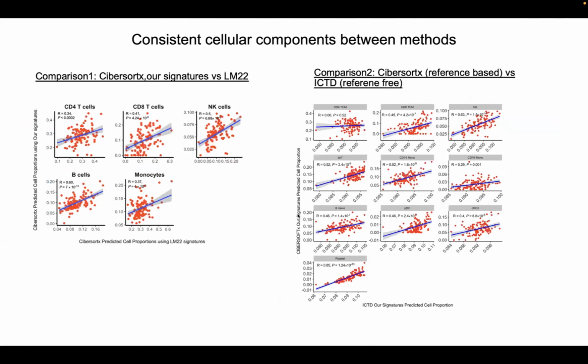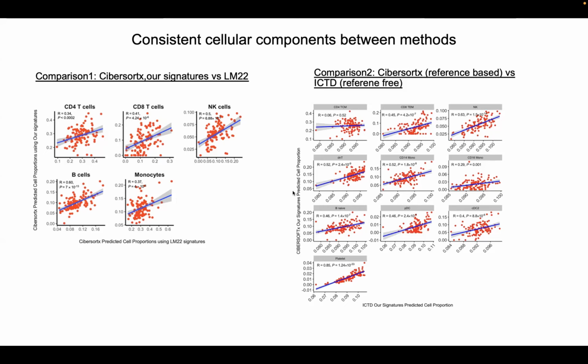So furthermore, I checked the comparison between the performance of the two signatures. For example, I compared the deconvolution from our signature to another public AM22 signature. We found a very good correlation among those major cell types.